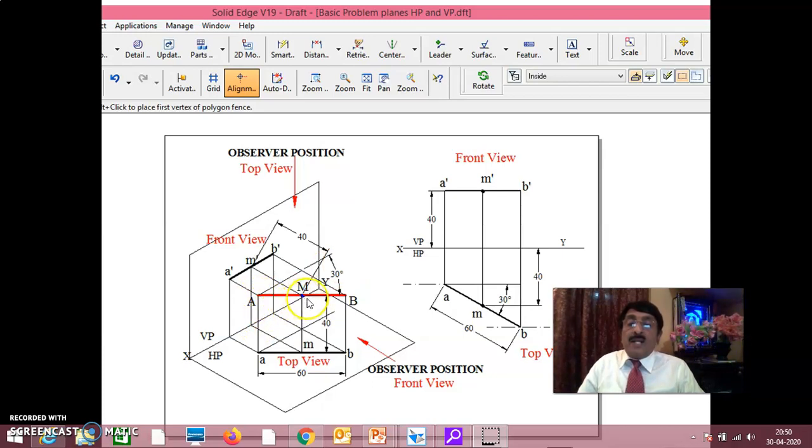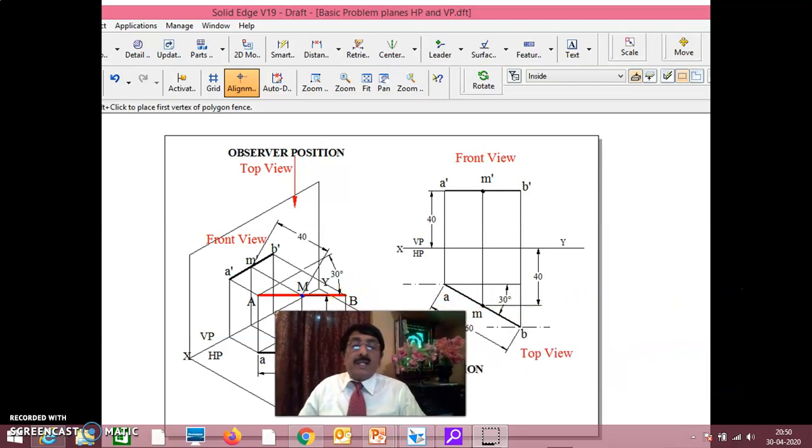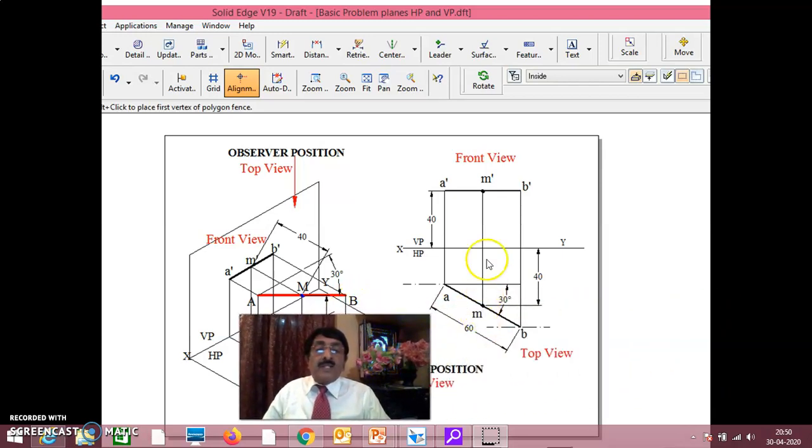M is a fixed point. As a result, both A and B are moving points. That is why I have given it here clearly. If M is a fixed point here, the midpoint, then if I start rotating, the locus of A will be there, and the locus of B also will be there. That means A will be moving on this locus, and B will be moving on this locus for different positions.